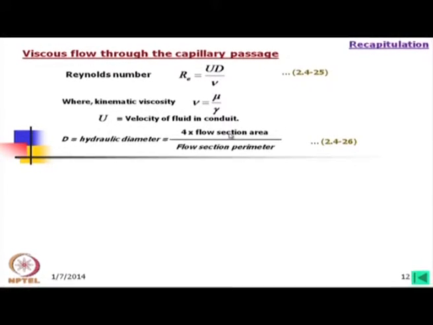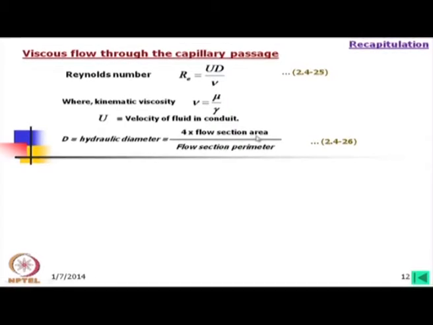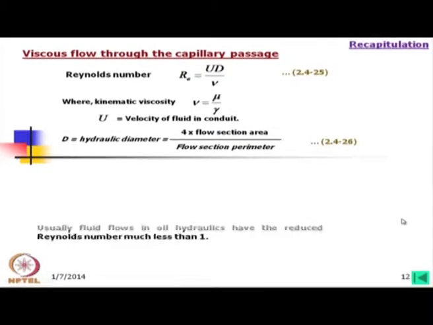The flow section area may be anything. Circular is most common, but it may be rectangular, square, semicircular, etc. But if you know that area, then 4 into that area divided by the flow section perimeter, which means you have to measure the perimeter of the orifice or conduit, gives you a quantity which is called the hydraulic diameter.